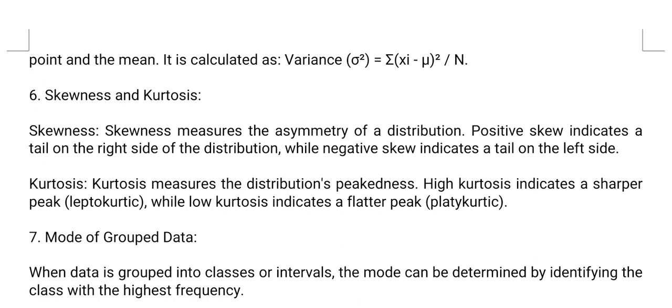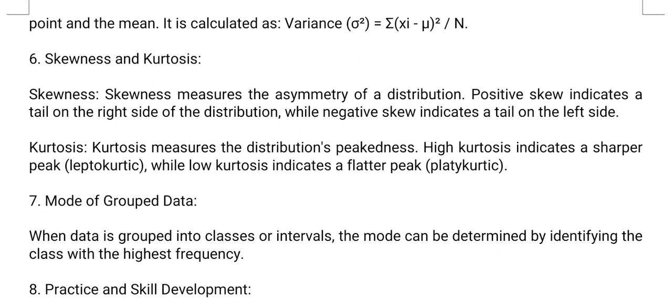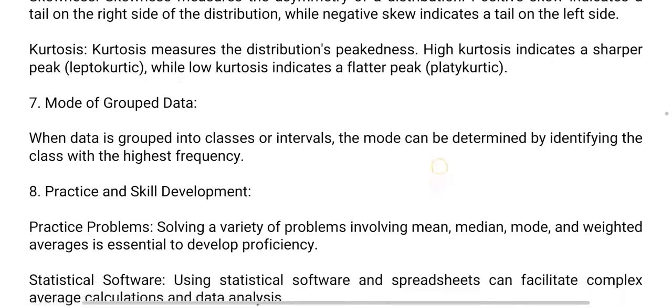Skewness and kurtosis. Skewness. Skewness measures the asymmetry of distribution. Positive skew indicates a tail on the right side of the distribution, while negative skew indicates the tail on the left side. Then kurtosis. Kurtosis measures the distribution peakedness. High kurtosis indicates a sharper peak, leptokurtic, while low kurtosis indicates a flatter peak. That means platykurtic.